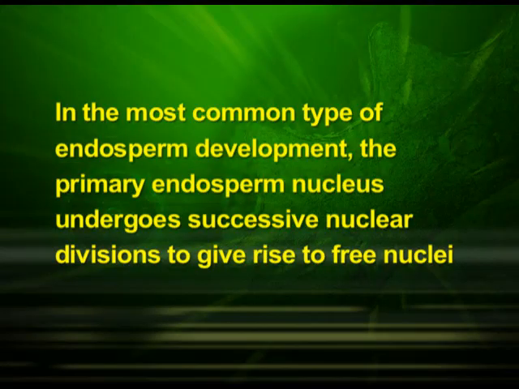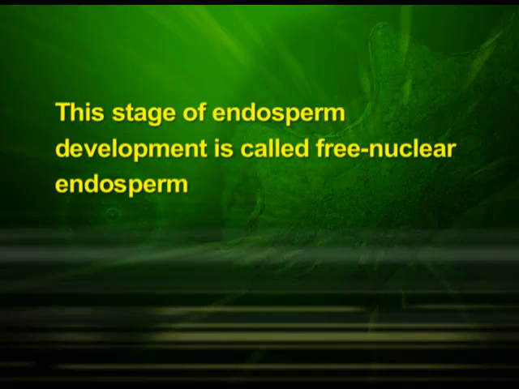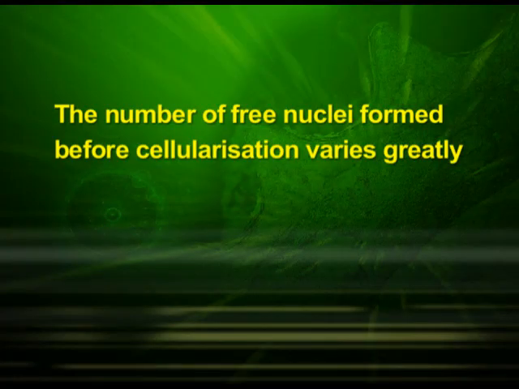embryo. In the most common type of endosperm development, the primary endosperm nucleus undergoes successive nuclear divisions to give rise to free nuclei. This stage of endosperm development is called free nuclear endosperm. Subsequently, cell wall formation occurs and the endosperm becomes cellular. The number of free nuclei formed before cellularization varies greatly. Dear students, the coconut water from tender coconut that you are familiar with is an example of free nuclear endosperm, which is made up of thousands of nuclei, and the surrounding white kernel is the cellular endosperm.